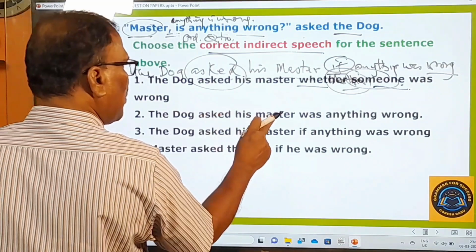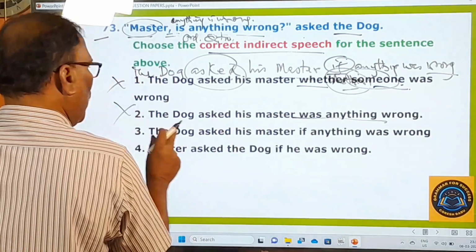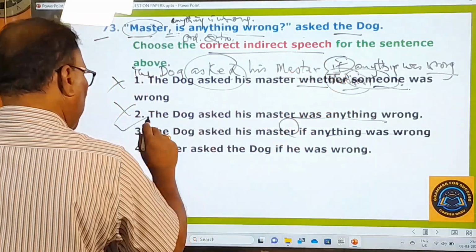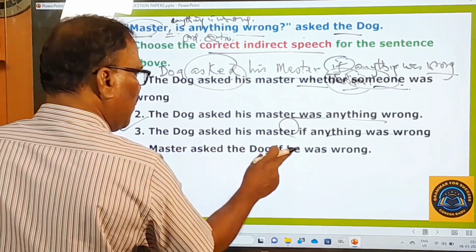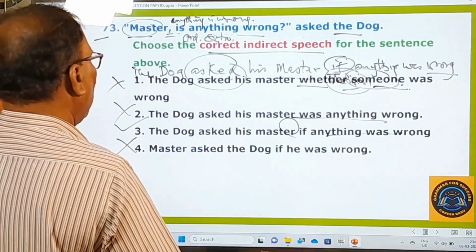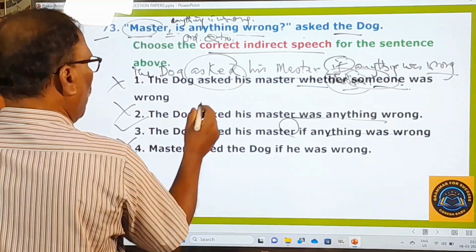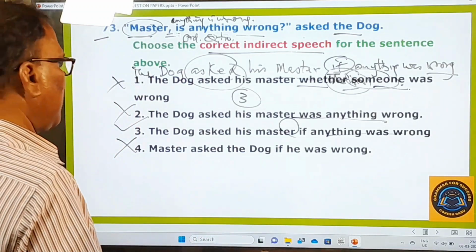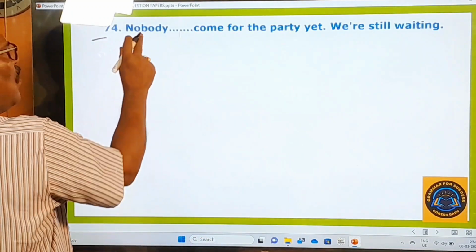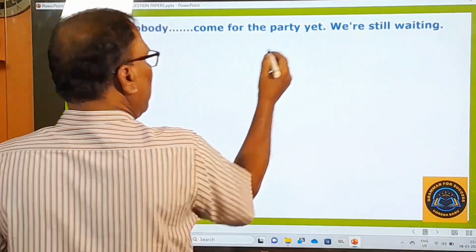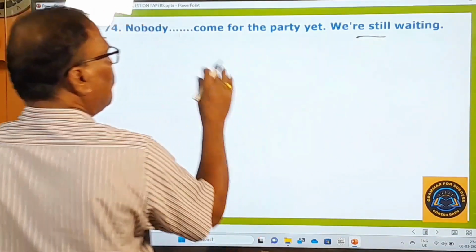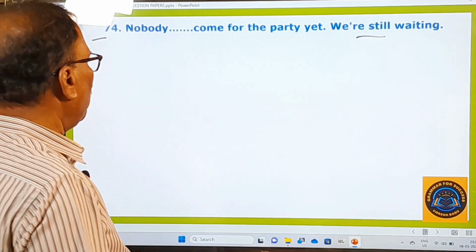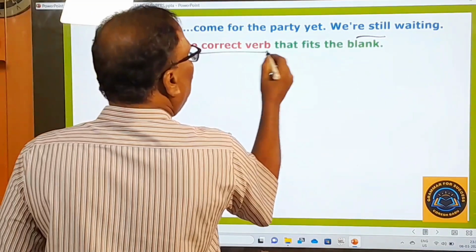The dog asked his master, was anything wrong? No. The dog asked his master if anything was wrong. See, that's the one. The third one is the right one. Master asked the dog if he was wrong. So the fourth one is also wrong. So the first, second and fourth are wrong. Only the third one is the right one. And now let's move on to other questions. 74th question. What is that? Nobody dash come for the party at. We are still waiting. This is the statement. And now what is the examiner asking you to do? Choose the correct verb that fits the blank.